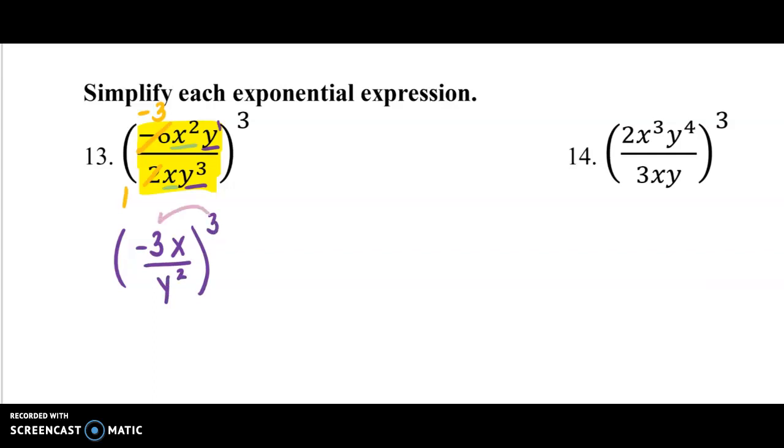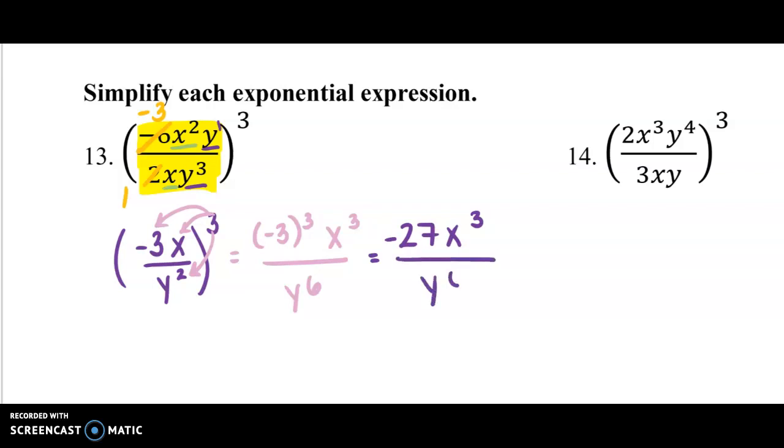Now it's a lot easier to distribute that third power to only 3 things versus 6 things. So then we're going to have negative 3 to the third, x to the third over y to the sixth. That would then be equal to negative 3 times negative 3 is positive 9, times negative 3 is negative 27, x to the third over y to the sixth. That would be our final answer for that one.